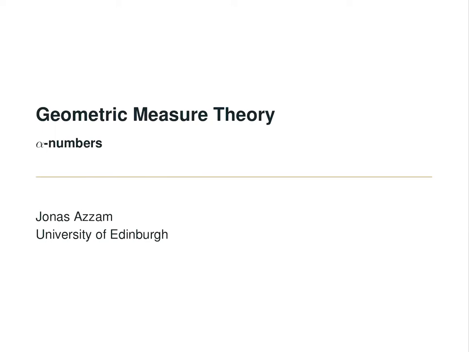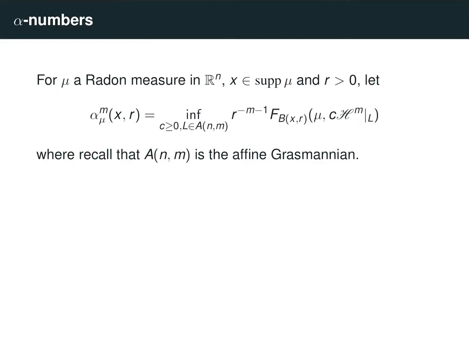In this video, we introduce some useful quantities for studying rectifiable measures called alpha numbers. So given a Radon measure mu and a point x in the support of mu and some positive radius r, we let the m-dimensional alpha number of mu inside the ball B(x,r) equal the infimum over all non-negative numbers c and all affine m-dimensional planes L of r to the minus m minus 1 times the F distance inside the ball between mu and this multiple of m-dimensional Hausdorff measure restricted to L.